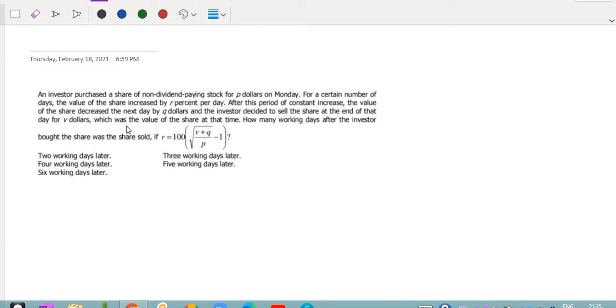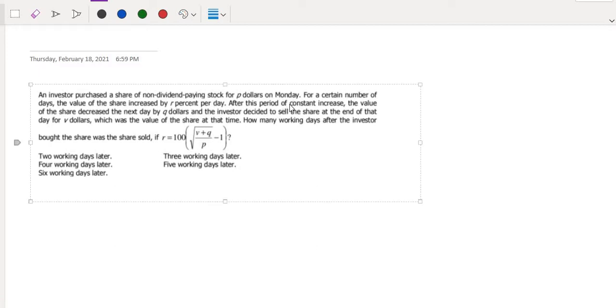I have a very interesting compound interest question. So it goes like this. There is an investor, he purchased a share for P dollars on Monday. Okay, so let me take the pen. Yeah, so P dollars on Monday.